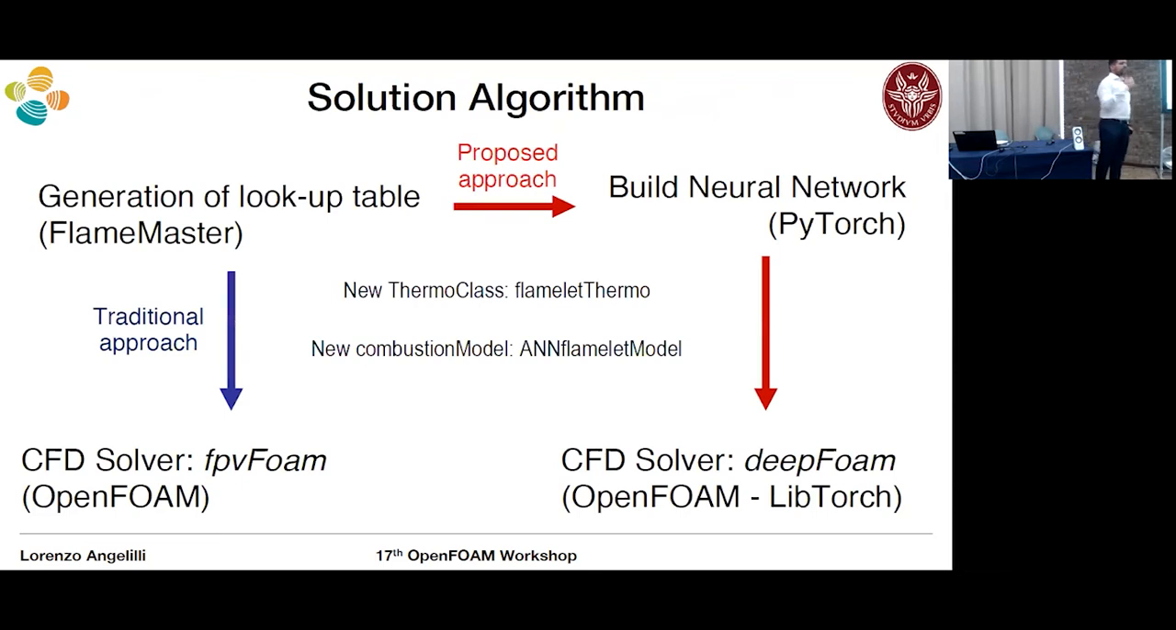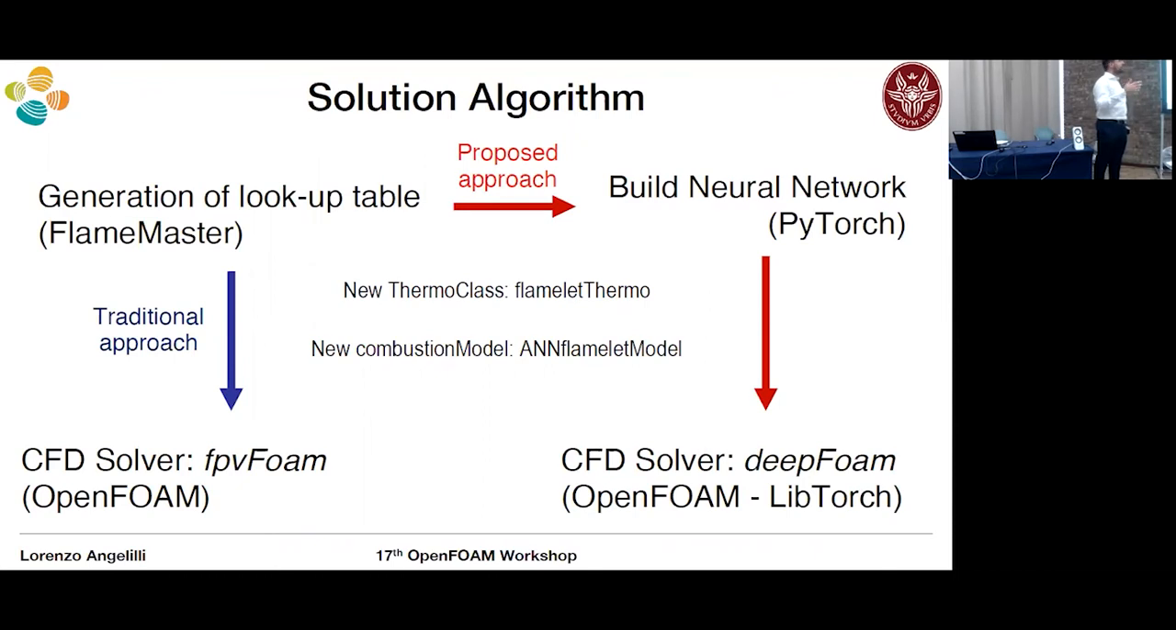The solution algorithm, basically, as I mentioned, we pre-compute all the tables, for example, with Playmaster, and we apply the convolution. Now, the traditional approach basically reads this table directly and interpolates the results according to the values that we have in the field. For example, we developed this solver with OpenFOAM that we named FPV-FOAM.